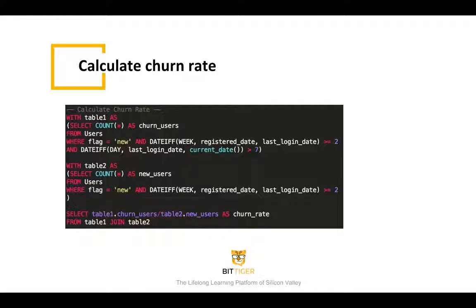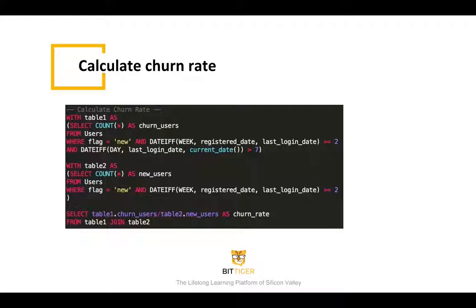The last step is to calculate the churn rate according to the definition given to us. Churn rate equals the number of churn users divided by the number of new users. The number of churn users are those new users whose last login was 7 days before now. The number of new users are those whose last login date was more than 2 weeks after the registered date.